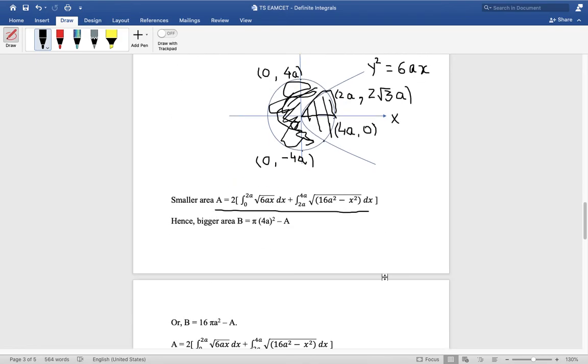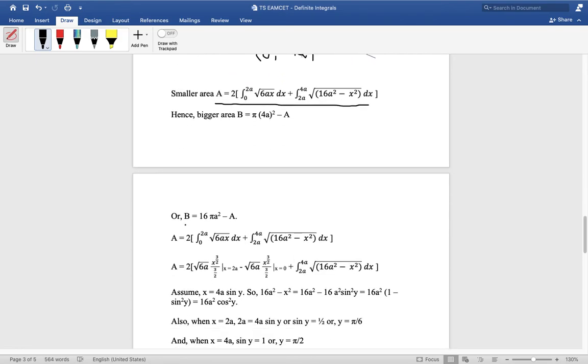Should be very easy to solve. Okay, so B is equal to 16 pi a square minus A. What is A? A is equal to 2 times the integral from 0 to 2a of square root of 6ax dx, plus the integral from 2a to 4a of square root of 16a square minus x square dx. This is very straightforward, x raised to the power half.